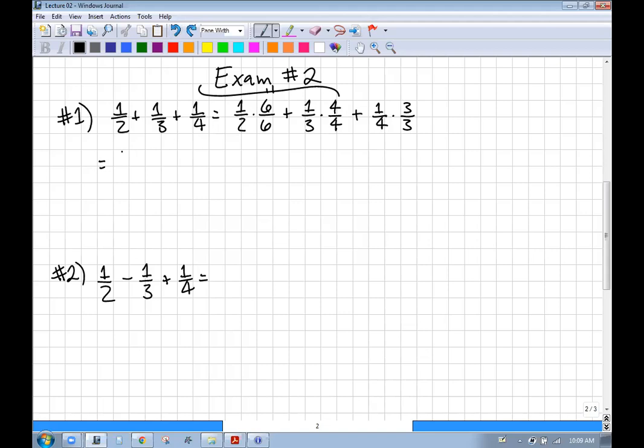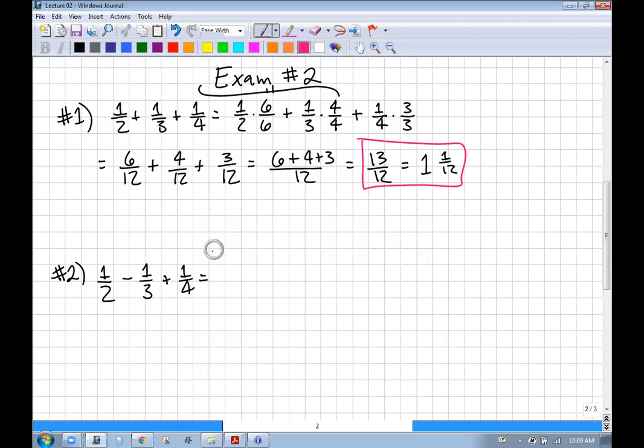So right here, we got a 6 times a 1 over a 6 times a 2. We got a 4 times a 1 over a 3 times a 4. And a 3 times a 1 over 4 times a 3. So now we're looking at all 12ths. Since it's all 12ths, we could just add across. 6 plus 4 plus 3, 12ths. So this would be 13/12, also known as 1 and 1/12. However you want to write it is fine.